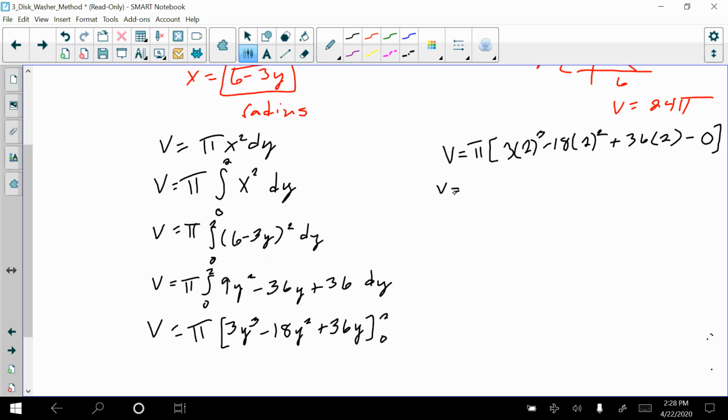So again, we'll just continue with our discrete operations here. So I'm going to get pi times: 3 times 8 will give me a 24 here. Negative 18 times 4 is going to give me a negative 72. And 36 times 2 will give me a positive 72. And so you can see that the 72s are going to cancel, giving me pi times 24, or 24 pi.